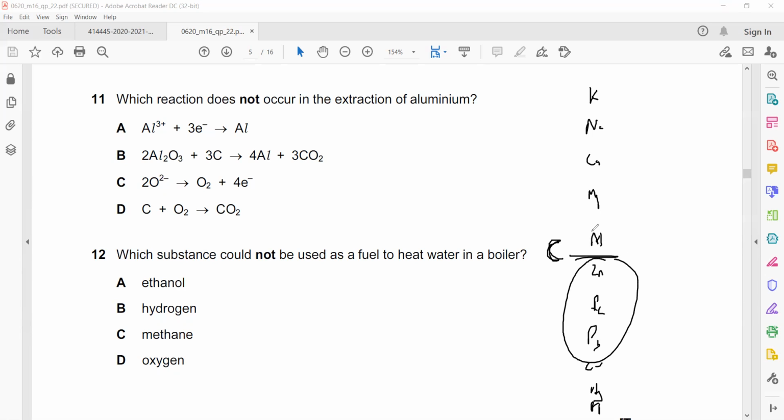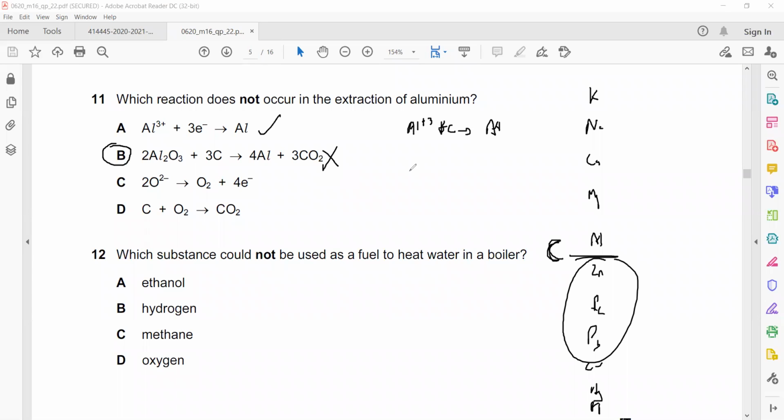When we extract aluminium, you have a bauxite ore and we do electrolysis of it. When we do electrolysis of this alumina, aluminium ions take three electrons and change to aluminium atoms. That's true. But this cannot happen. Why? Because carbon is less reactive than aluminium, so carbon cannot remove aluminium from its oxide. That's why B cannot happen.